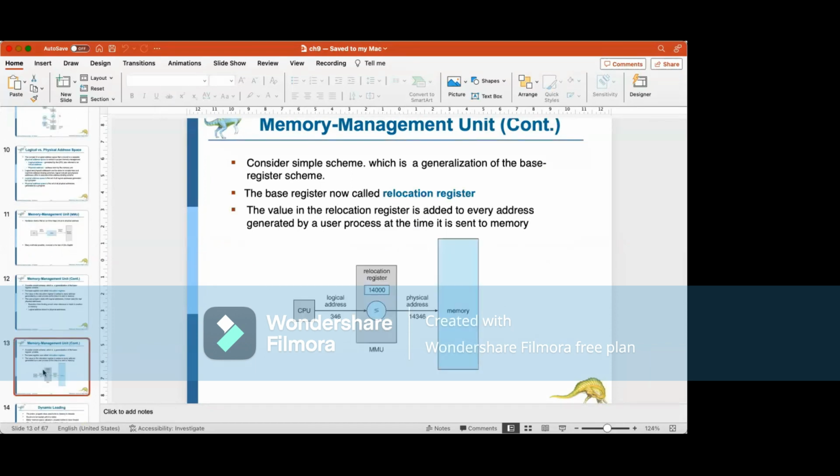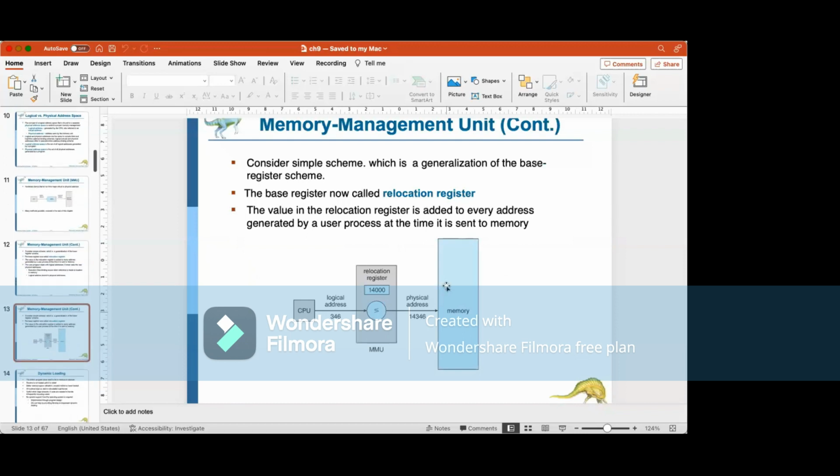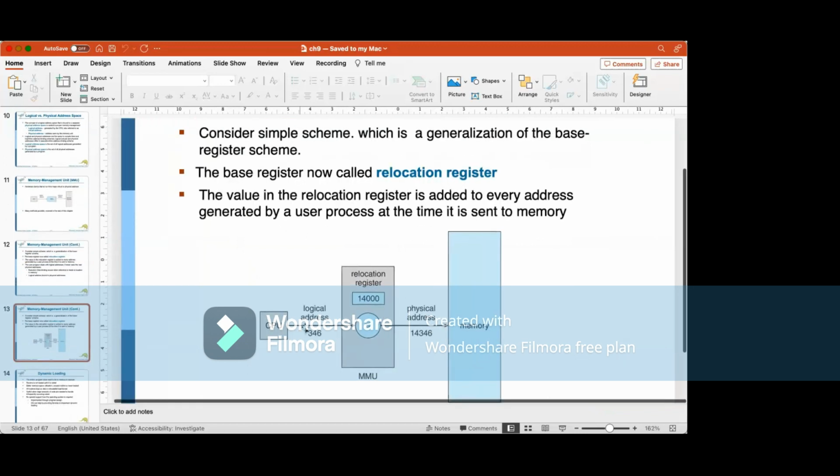So that is the main memory management unit. This is the way the CPU generates a logical address 346. The relocation address is 14,000. Suppose the memory is allocated to the user area. So 346 plus 14,000, that is the address of that process.